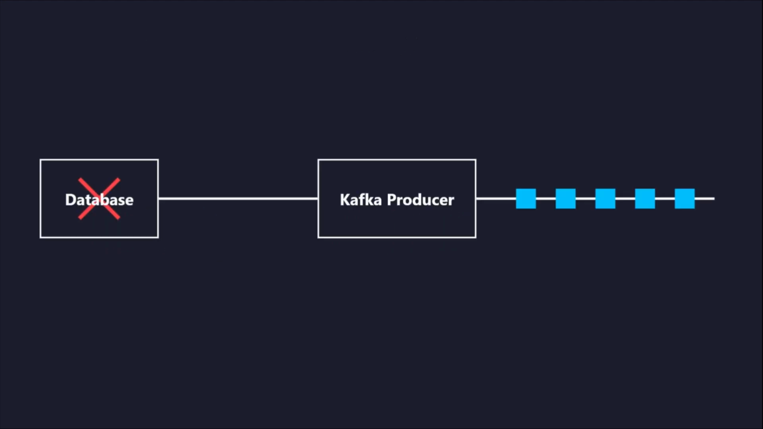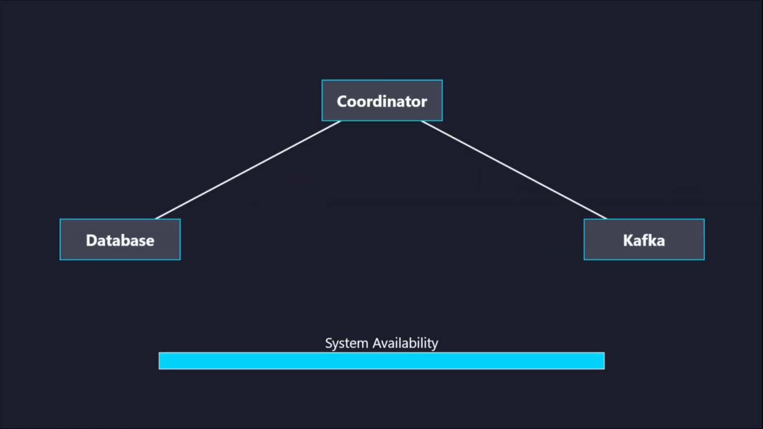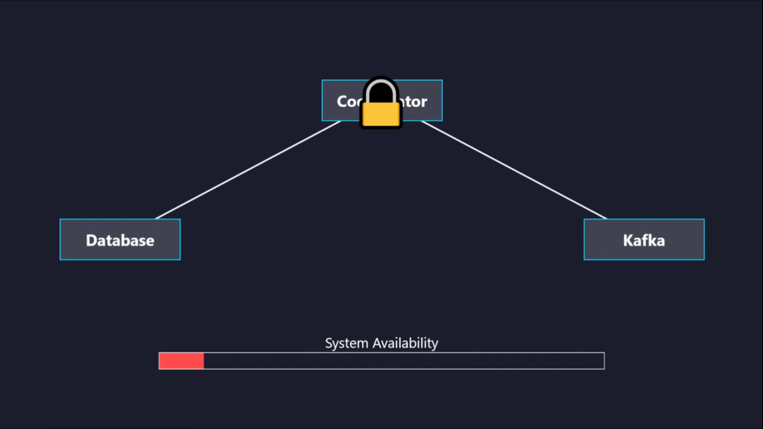If the database insert fails, call the abort transaction method on the Kafka producer. This ensures that no orphan messages are left in the stream. Do not attempt a standard two-phase commit between a database and Kafka. It is complex to implement and significantly reduces the availability of your system.